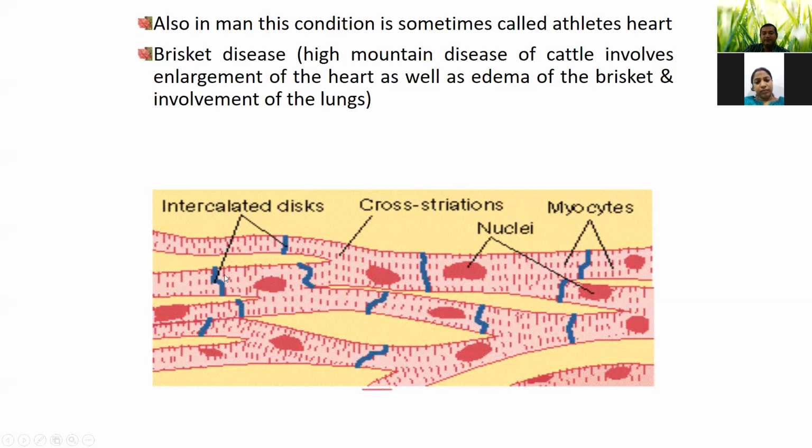So basically, this is the figure which describes the intercalated disc and some myocytes present in the cardiac muscle. So you can see the picture that they have some interstitial space, which is also known as the intercalated disc, through which the SA node can efficiently work.